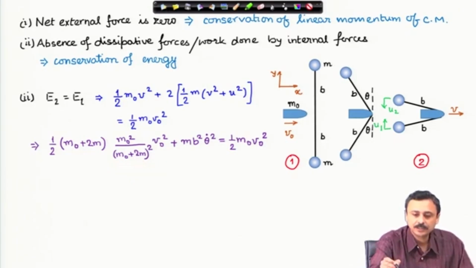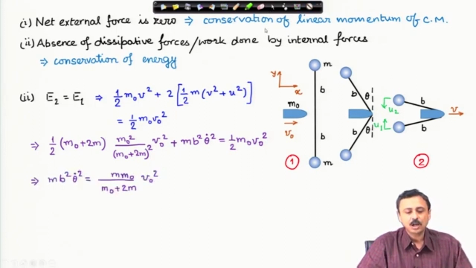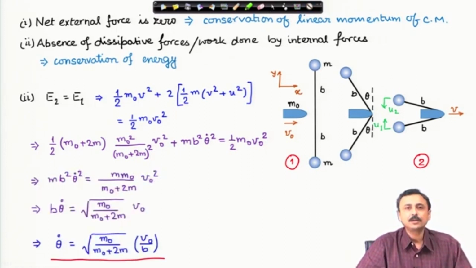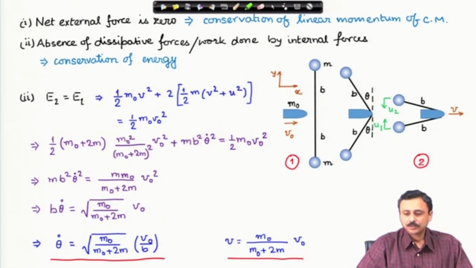So, if you substitute that expression and finally solve straightforward algebra, you will obtain theta dot as this expression, and we have also obtained the velocity in the previous step as this. Therefore, we have obtained the final velocity of the combined system and this rate of change of theta when theta approaches 90 degree. That means, these two spheres are coming in contact.